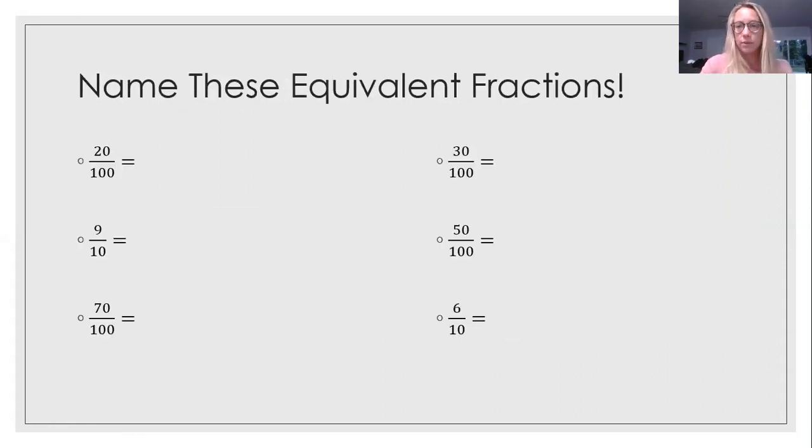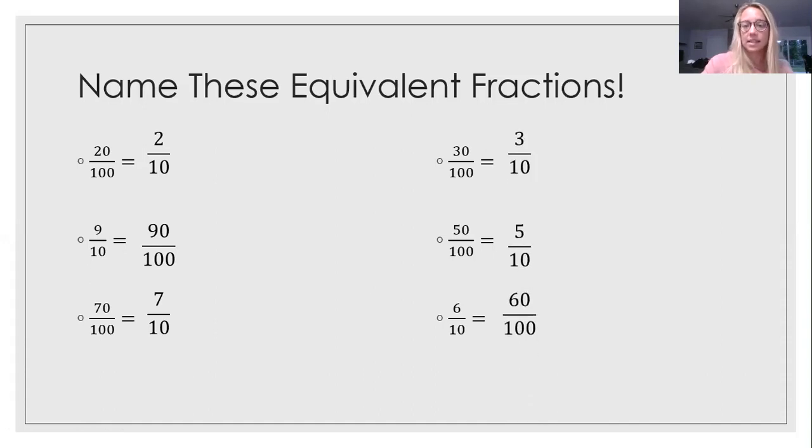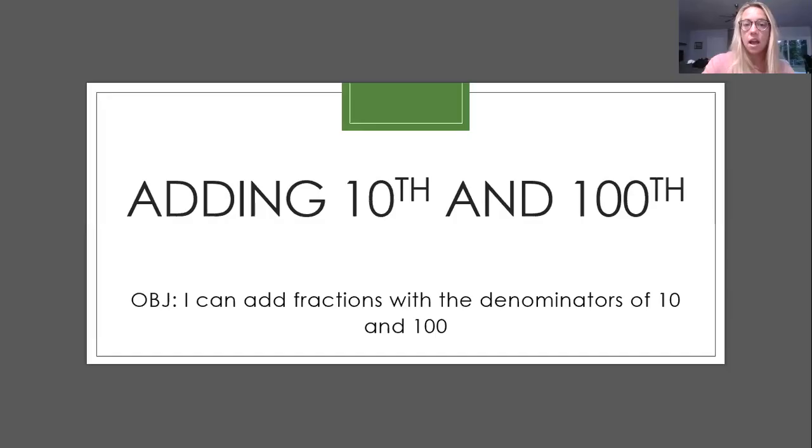So naming some equivalent fractions, I'm going to go through this pretty quick. 20 hundredths is equivalent to 2/10. 9/10 is equivalent to 90 hundredths. 70 hundredths is equivalent to 7/10. Over here, 30 hundredths is equivalent to 3/10. 50 hundredths is equivalent to 5/10. And 6/10 is equivalent to 60 hundredths.